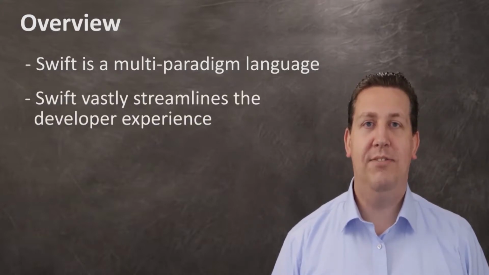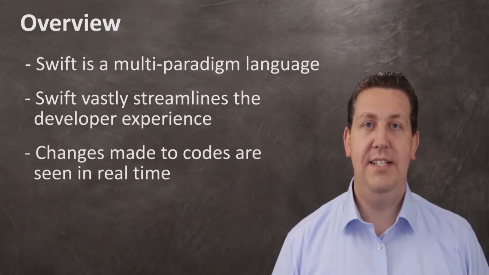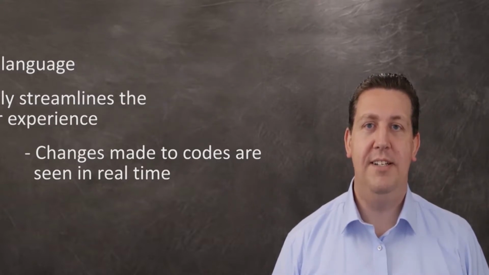Things that took a block of code in Objective-C are reduced to 1 or 2 lines in Swift. Apple's Xcode Playground allows developers to view the results of changes they make to their Swift code in real time, instead of having to compile and run the application to check every change.